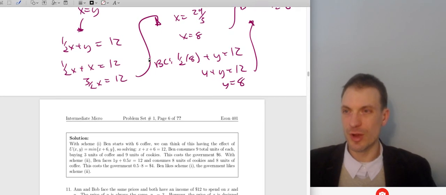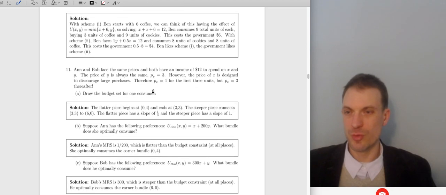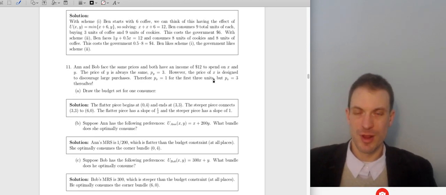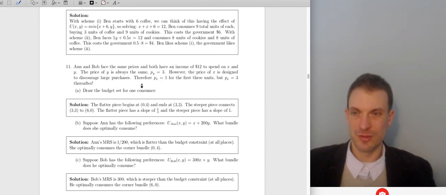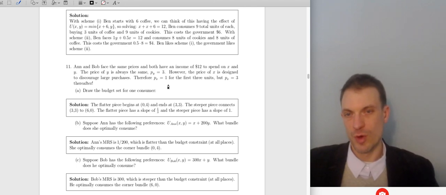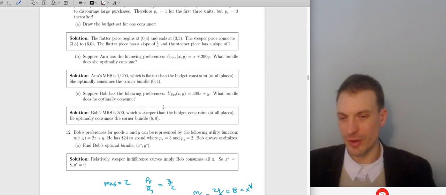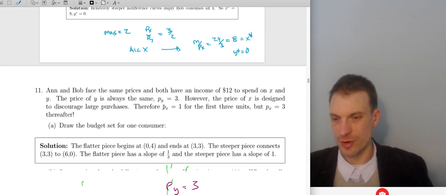Yeah, so I want to go up to question 12. Ann and Bob face the same prices for income to spend on X and Y. Price of good Y stays the same. Price of good X is designed to discourage large purchases. So it's 1 for the first 3 units, 3 thereafter. Draw the budget constraint. All right, did I draw a picture? I may not have drawn a picture. No, I did draw a picture.